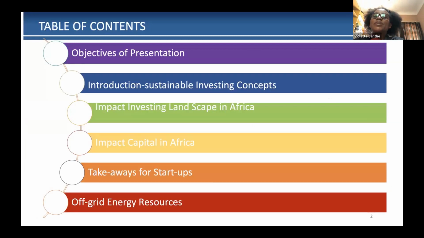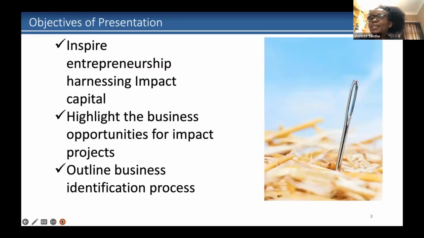In this presentation, we are going to look at the objectives of the presentation, an introduction to sustainable investing concepts, and then we'll look at the impact investing landscape in Africa, and the impact capital in Africa which project developers can access. And then we'll look at takeaways for startups. And as an addition to that, we'll also look at some off-grid energy resources. Next slide, please.